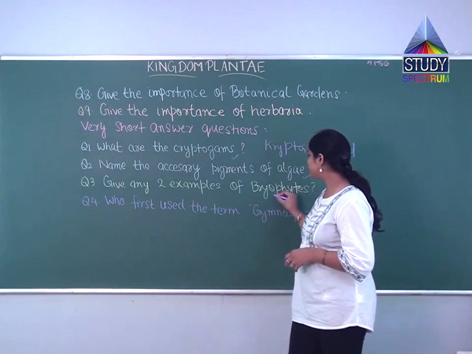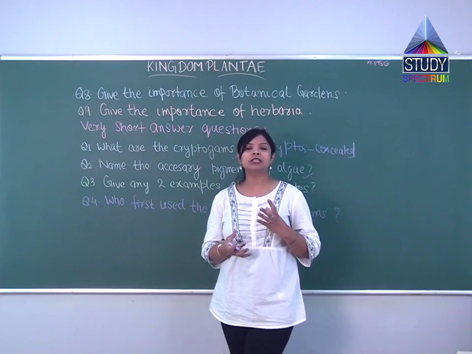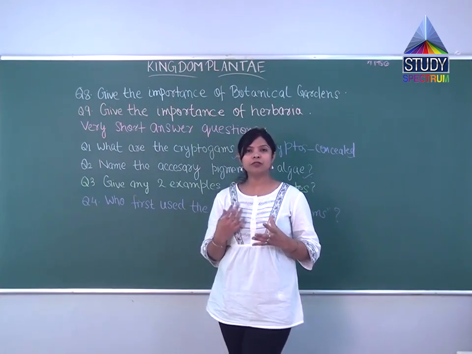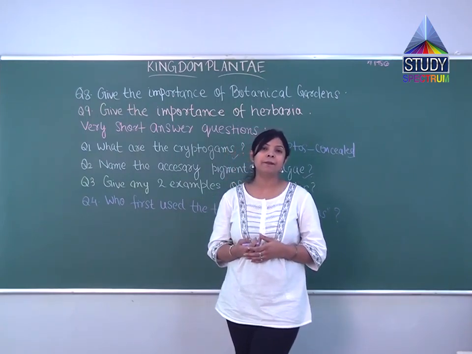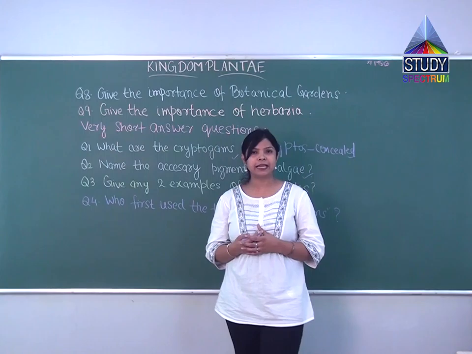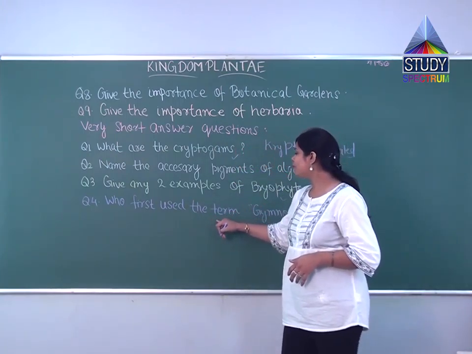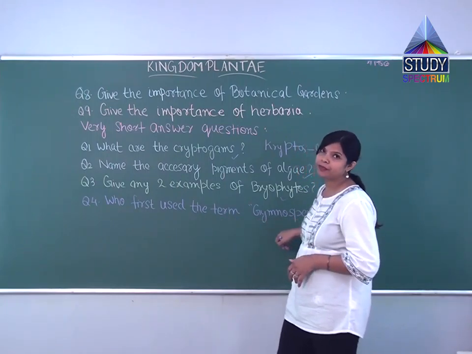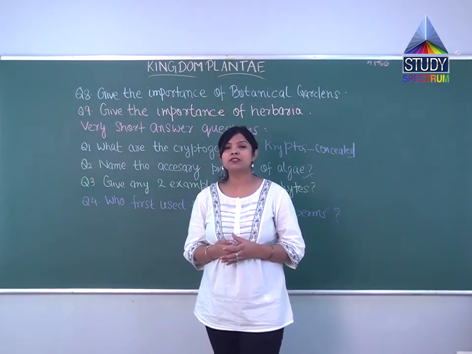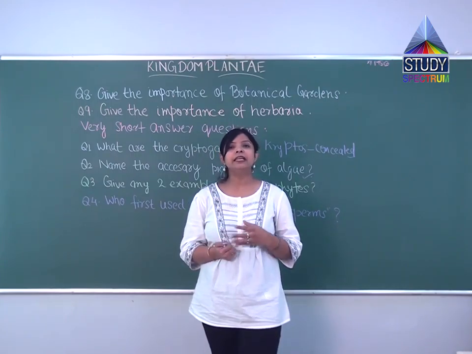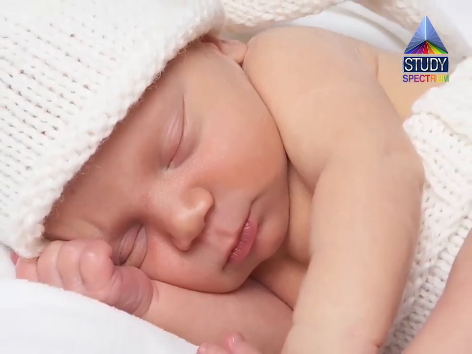Now give any two examples of bryophytes. Students, bryophytes are the plants which are called amphibious plants. As examples, we can take liverworts like Riccia and Marchantia, whereas in mosses we can take the example of Funaria. Now the next question: who first used the term gymnosperm? The word gymnosperm was first coined by Theophrastus in 300 BC in his book Inquiry into Plants.